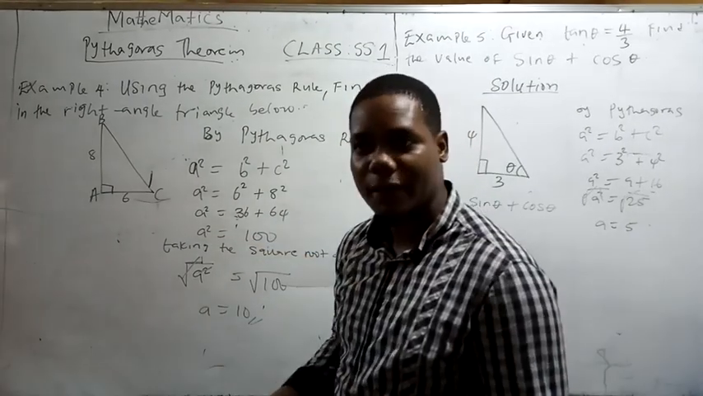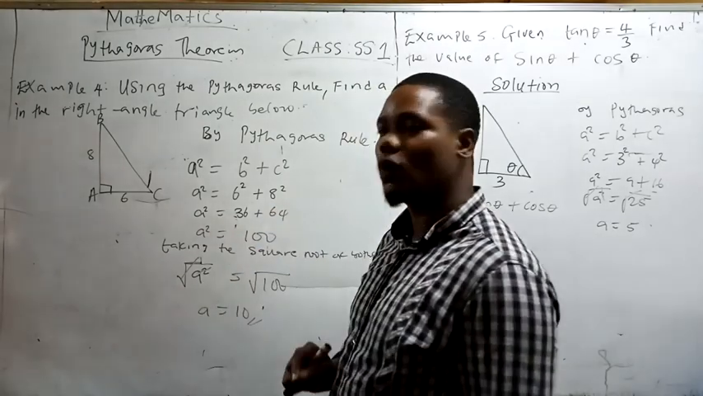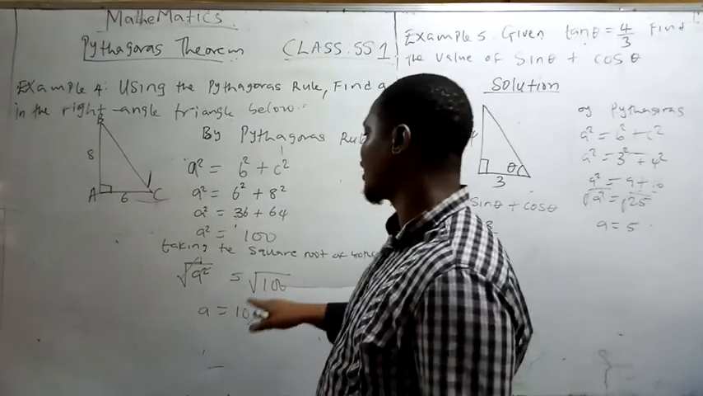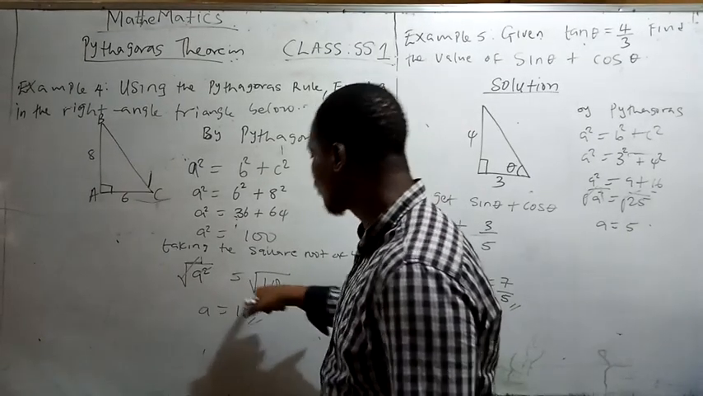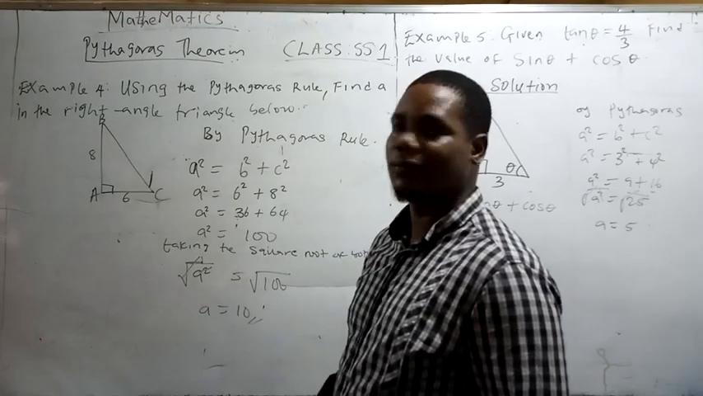We will not stop there. What we are asked to look for is A. So how do we eliminate the square? We take the square root of both sides. Taking the square root of both sides, the square root of 100 becomes 10. So our A is 10.